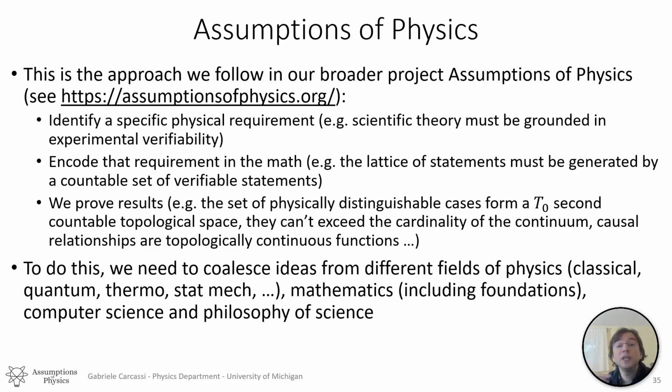And to do this, we need to coalesce ideas from different fields of physics: classical, quantum, thermal, stat mech. We need to put all those things together in a whole coherent theory. We need a lot of ideas from mathematics, including foundations of mathematics. We can't really do foundations of physics and be completely not knowledgeable about the foundations of mathematics, because there are choices in the foundations of mathematics that may affect what type of things we want to have in a physical theory. We need to understand those things. And computer science and philosophy of science and information theory, and there are lots of other things and a lot of perspectives that we need to put together.